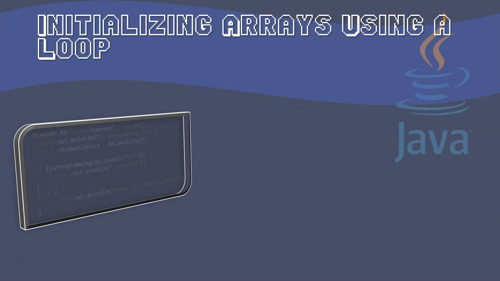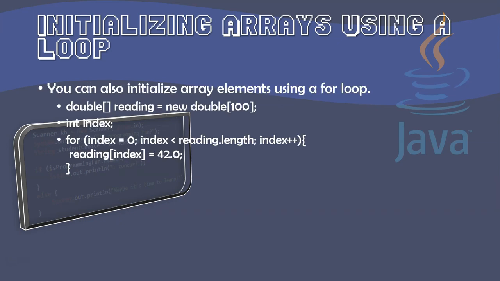So if we want to do this with a loop, how can we do it? Well, we typically use a for loop. Here we have a double array: double array reading equals new double 100. We have a variable called index that's going to keep track of our position. So we say index equals 0, index is less than reading.length. Again, we're using the length instance variable rather than relying on 100 because it's better when working with arrays. Then index plus plus. And all it's going to do is say reading of index equals 42. In this case, it's going to set the value 42 to each of those values.